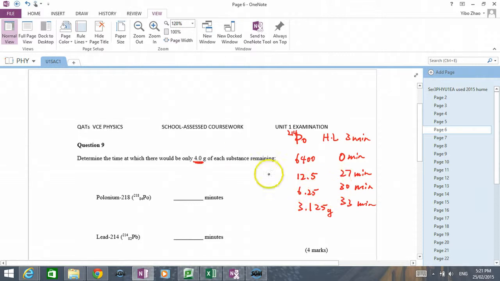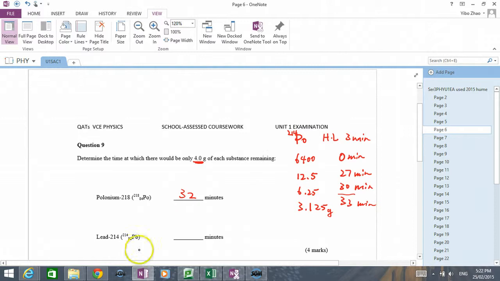At 30 minutes we have 6.25, and at 33 minutes we have 3.125. So just make a guess, maybe in the middle of 30 to 33 minutes, I should have 4 grams. If you write down 31 or 32, you get full marks. So I'm going to try 32. Write down 32 minutes. Just do an estimate.